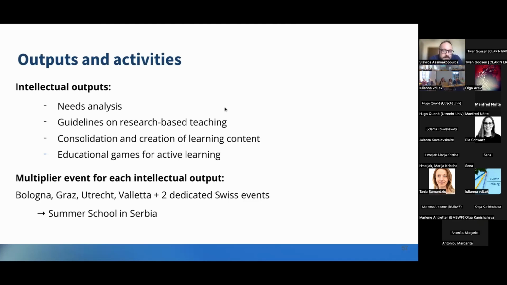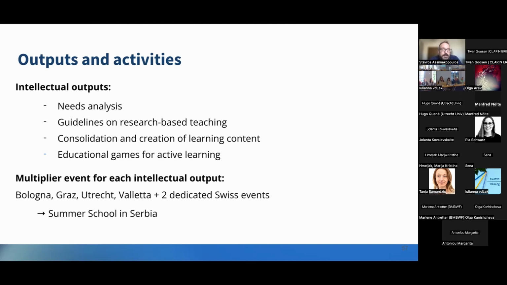All of these aims and the way in which we worked can be neatly summarized into 4 intellectual outputs, which we delivered. First, we have the needs analysis. Then we created dedicated guidelines on research-based teaching. Then we consolidated existing material, so we adapted some existing stuff from other online courses, and we also created learning content. And finally, we created educational games for active learning.